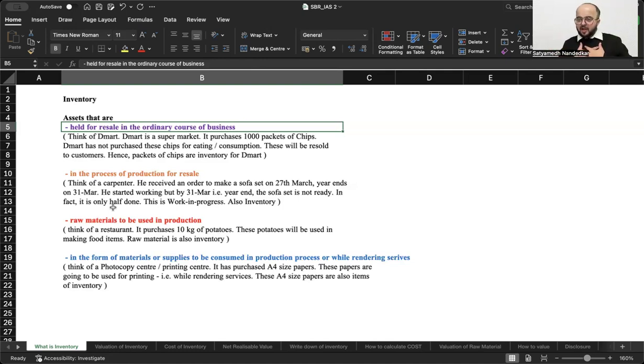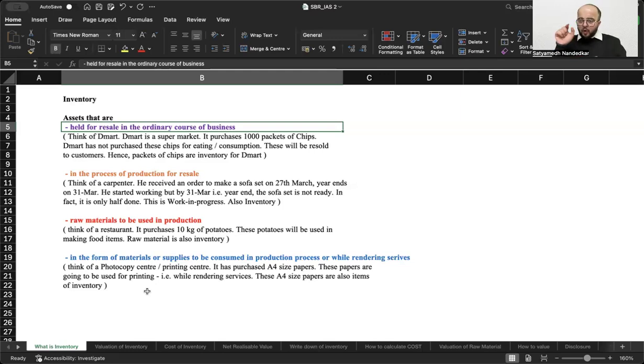I am a mithai manufacturer. The sugar, milk, besan and all of these things, raw material, is my inventory. And when the laddu is ready and packed in boxes, that box of laddus is my finished product. That is also my inventory. And then there are materials or supplies to be consumed in the production process or while rendering services. I could ask you to think of a photocopy center, for example. What that photocopy center or Xerox center, as we Indians call it, does is it prints numerous items and gives them to you.